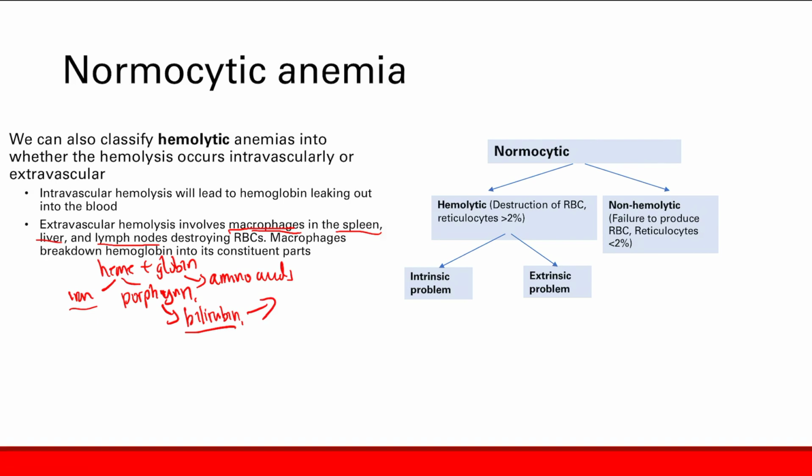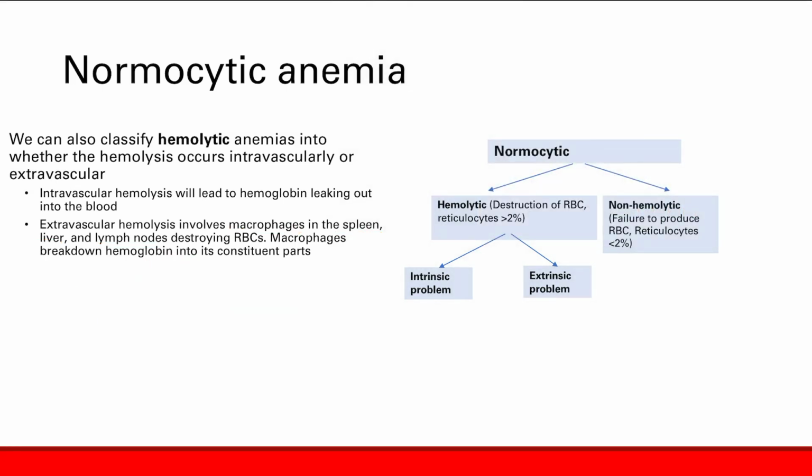The reason you would get extravascular hemolysis is that there's some abnormality in the structure of the red blood cell, and the macrophages sense that. They sense these abnormalities in the red blood cell, and they break down and destroy those red blood cells. Examples of this include hereditary spherocytosis. I'm going to talk about all of these later, so don't worry about it. You don't have to memorize it now. And then the sickle cell anemias: sickle cell and hemoglobin C, which is pretty much a minor variant of sickle cell.